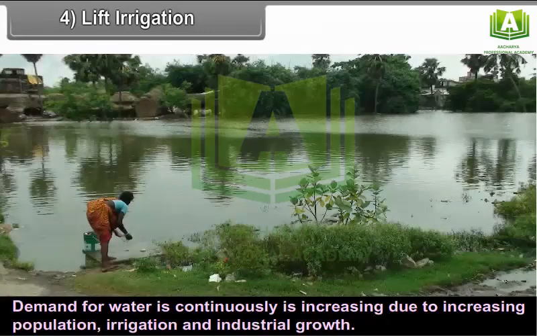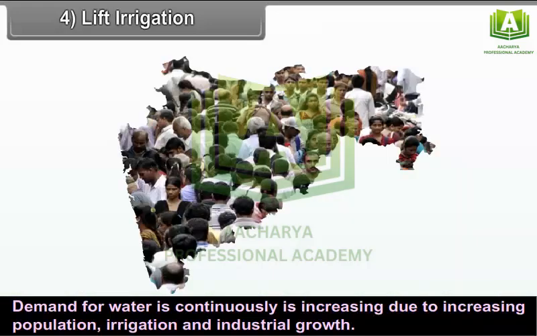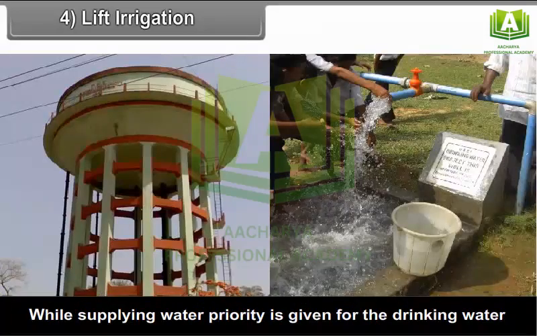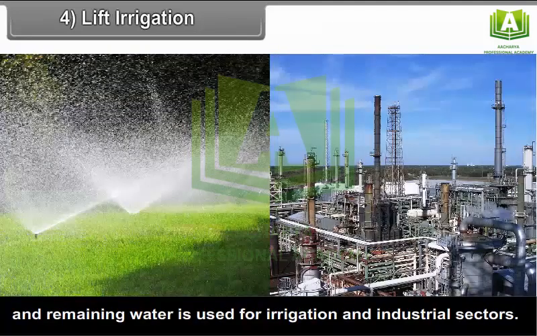Demand for water is continuously increasing due to the increasing population, irrigation and industrial growth. While supplying water, priority is given to drinking water and the remaining water is used for irrigation and industrial sectors.